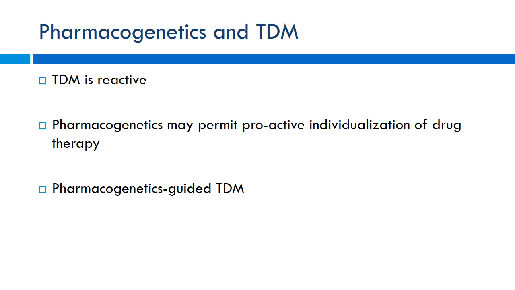If I know that you come back and you have a 2C9 polymorphism to where you don't metabolize drugs very well, it's the CYP enzyme 2C9, then I know that, okay, maybe I should change this dose to a lower dose or use a different drug altogether. That can be a lot more proactive.